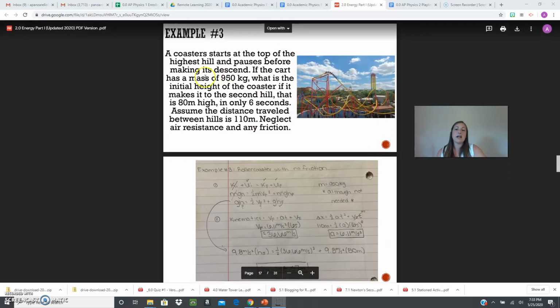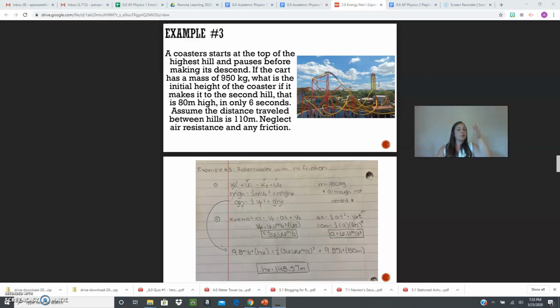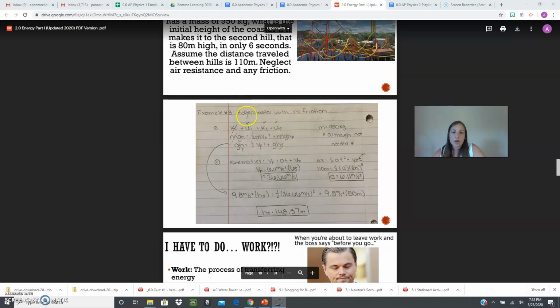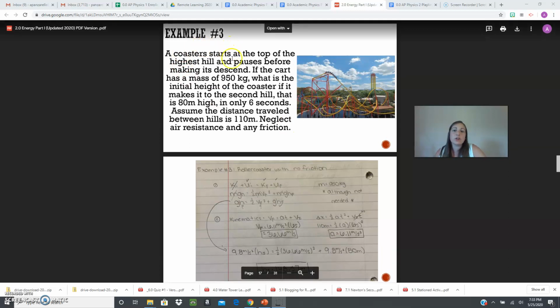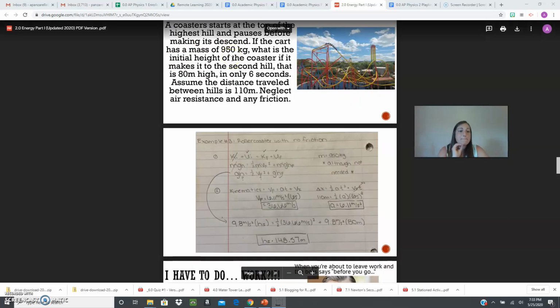Using that, you can go ahead and take a look at example 3. You're probably going to want to pause this video and then take a look at my work. So we start with our line 1, and you'll notice that I cancel out anything that's equal to 0. So in this problem, the coaster starts at the top of the highest hill and pauses. So if you pause, your velocity is 0. You're initially starting with 0. So 1/2 mv squared, if v is 0, then your whole kinetic energy is 0. So I'm just going to cancel that out.